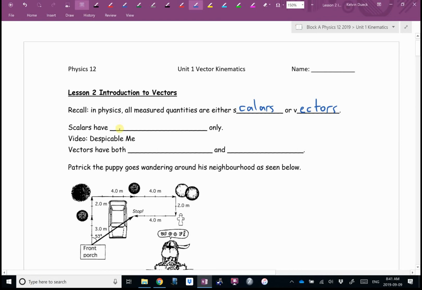Vectors have magnitude only. Based on that short video clip, you would say vectors have both what and what? Magnitude and direction. Magnitude and direction, or direction and magnitude. I'll go magnitude and direction.